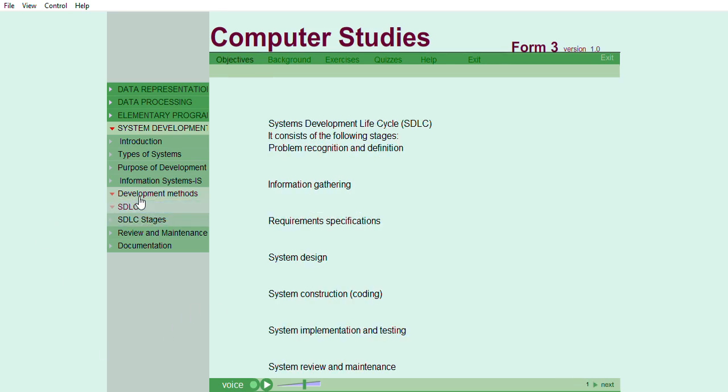System Development Life Cycle (SDLC). It consists of the following stages: problem recognition and definition, information gathering, requirement specifications, system design, system construction or coding, system implementation and testing, and system review and maintenance.